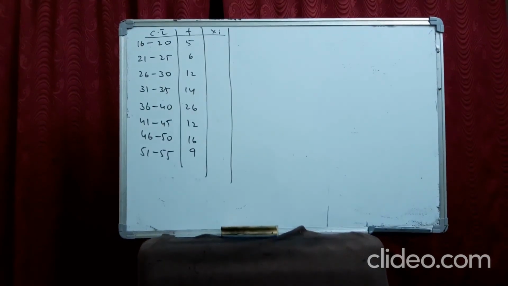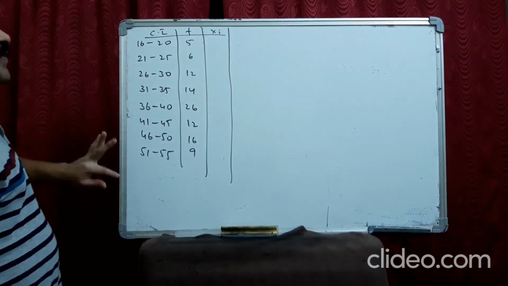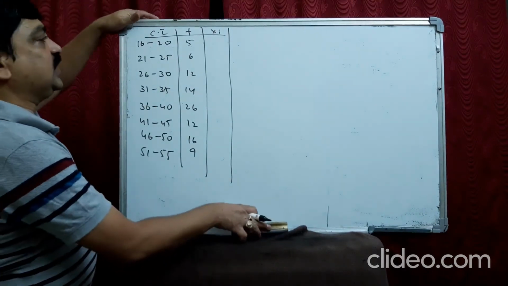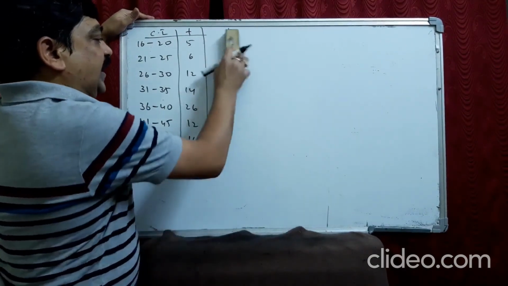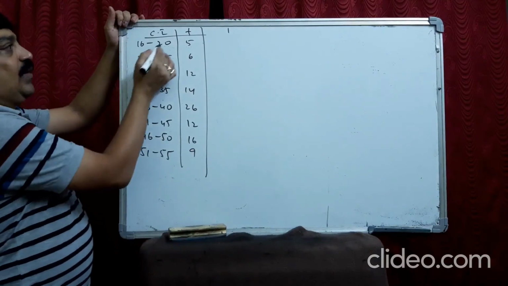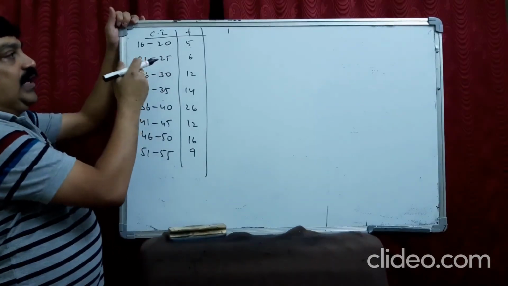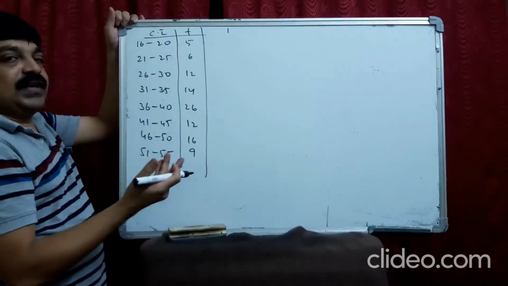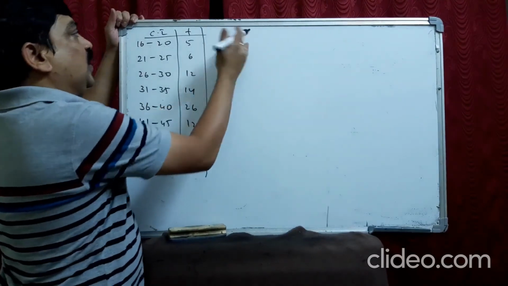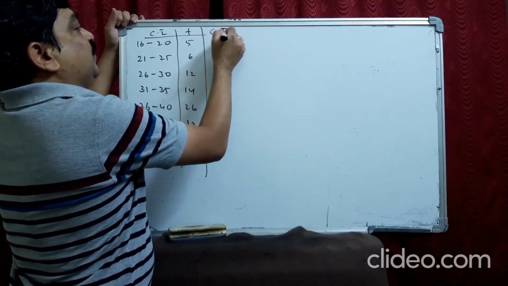Okay, this is the problem here. It is a discontinuous series given here. When a discontinuous series is given, we have to rewrite the table. That means there is a difference of one here. We add 0.5 to the upper limit and subtract 0.5 from the lower limit. So we rewrite the class interval.